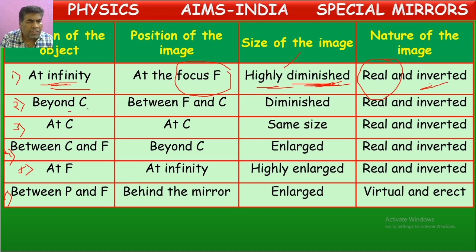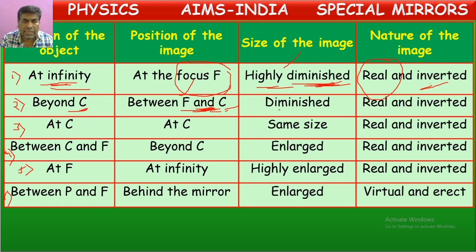Next, when the object is beyond C, the image is formed between F and C. What is F here? Focus. What is focus? The point where reflected rays really meet or appear to meet. C is for center of curvature, meaning the center of the sphere, not the mirror. The center of the sphere of which the mirror is a part.